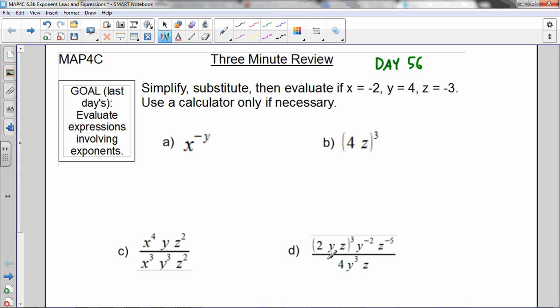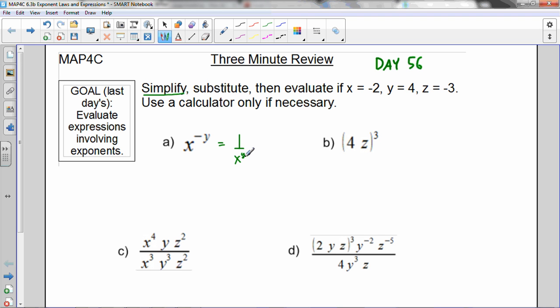And we see we've got x's and y's and z's and stuff all over the place. It asks us to simplify, substitute, then evaluate. And notice that down here, there's stuff that can happen before we substitute, right? The simplify part. Can we simplify this? Well, I suppose we could use the negative exponents rule, right? So this is 1 over x to the exponent y.